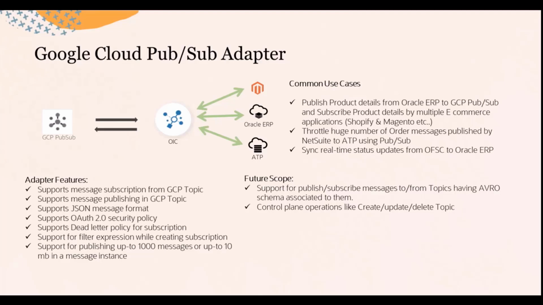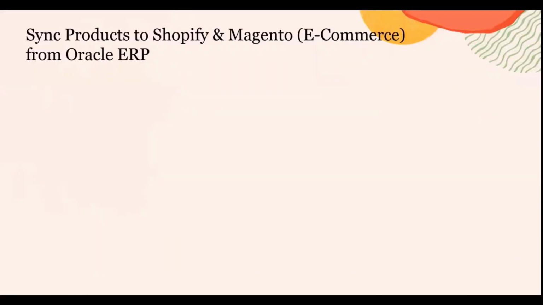The other one is the total number of messages that are processed from source to the target. In this case, I would take two applications, NetSuite and ATP. Consider NetSuite is sending a huge number of messages to ATP, wherein ATP is unable to take the load, and I can go ahead and use this PubSub pattern to throttle the number of messages that are processed from NetSuite. Let's now review the use case that I wanted to deep dive.